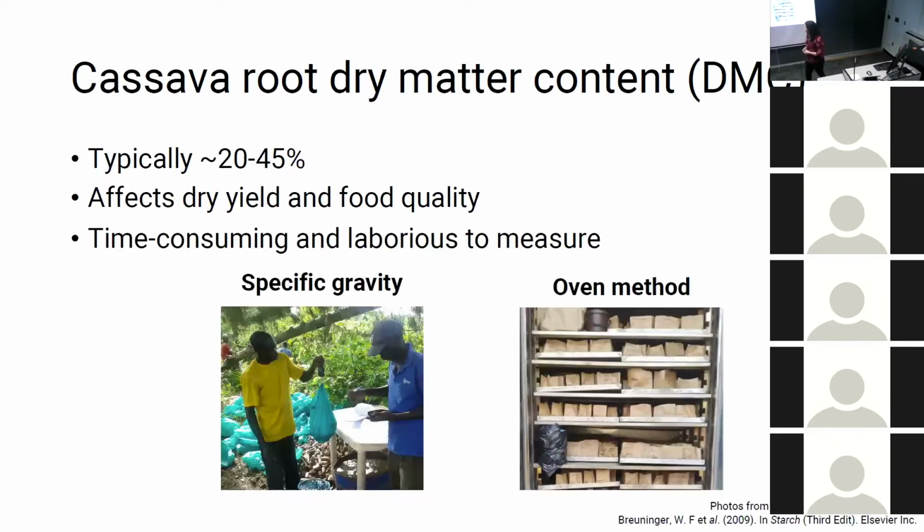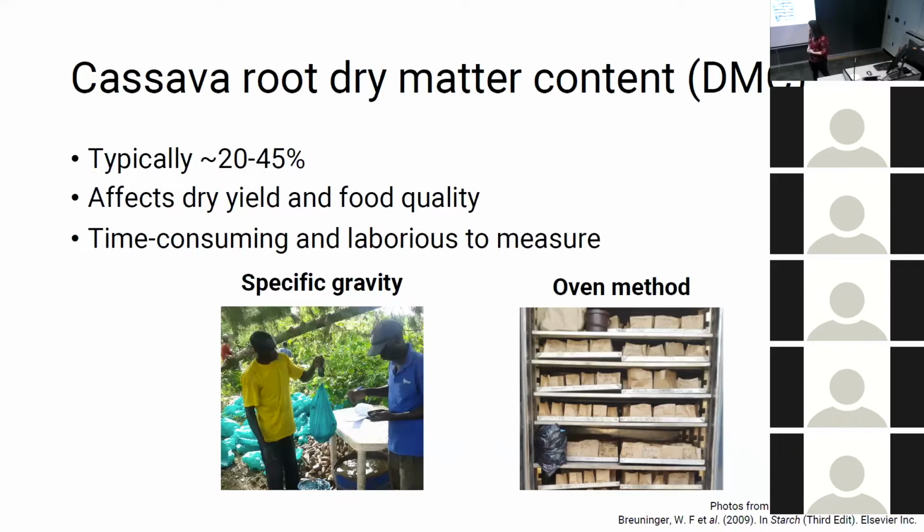And in talking to breeders, I've found over and over that this trait is notoriously difficult, time-consuming, and laborious to measure. The two methods that are typically used are specific gravity and the oven method. The specific gravity method here on the left involves weighing the roots in air and in water and then plugging those values into an equation to get the dry matter content. The oven method requires transport from the field to a laboratory setting where the samples are dried in an oven after shredding, and this requires consistent electricity, which might not always be present in every given location.